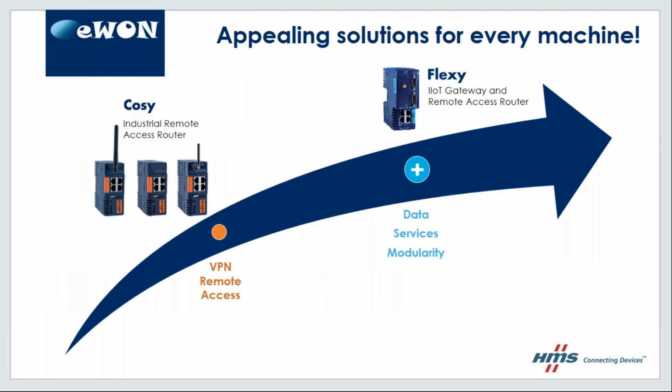So I would call that the evolution of the eWON product. At first, if you only need a VPN remote access, you can select the COSI, which is an industrial remote access router. But if you need more data logging, some services, alarms, and everything, and if you're looking for some modularity in your connection, you should go with the Flexy. It's an IoT gateway and also a remote access router.